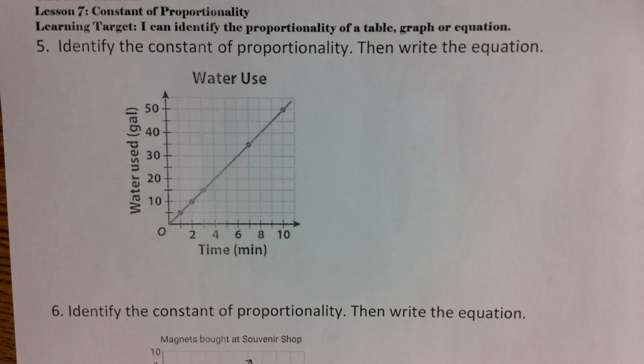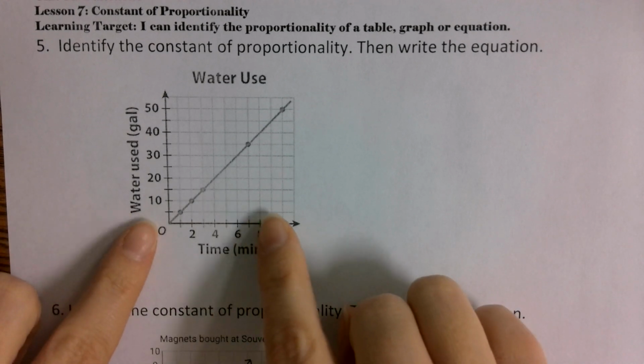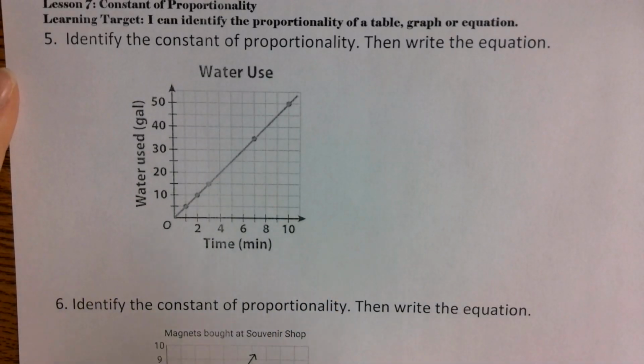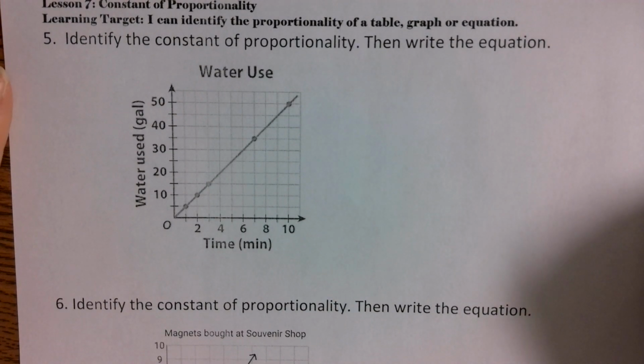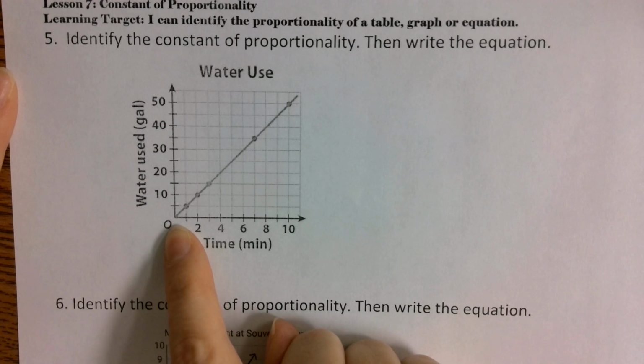And all you would have to do in this situation, when you know that this is a proportional graph, you just pick one point. Just one. Doesn't matter which one you pick, as long as it's not the origin. Can't pick the origin because the origin is different.